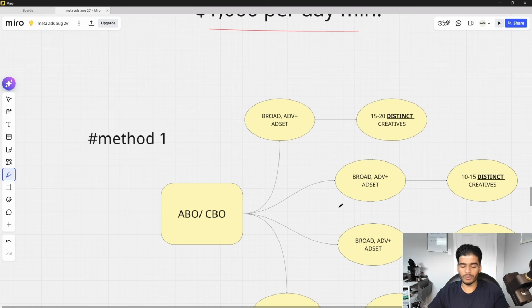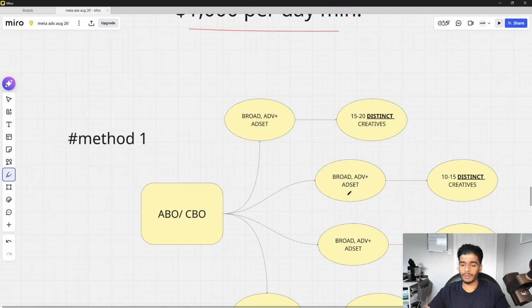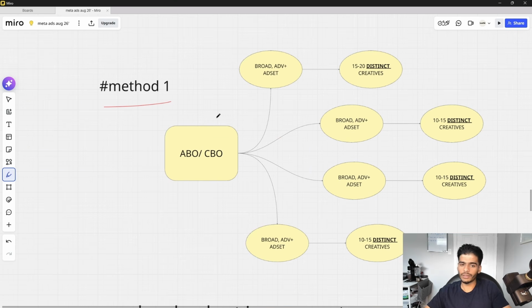So this is the first method. It actually gets simpler, but the creative strategist, whoever that is, if that's you or your copywriter, has to do a lot more work, but the media buying is not that hard. So I have 2 methods for the first. You have an ABO or a CBO campaign, either one works, and each ad set over here is broad. So you can have more than 4. You can have 10, 15, 20, but I've just shown you 4 here for example's sake.